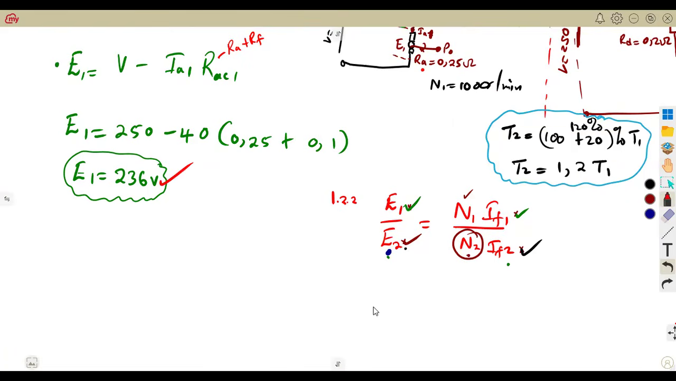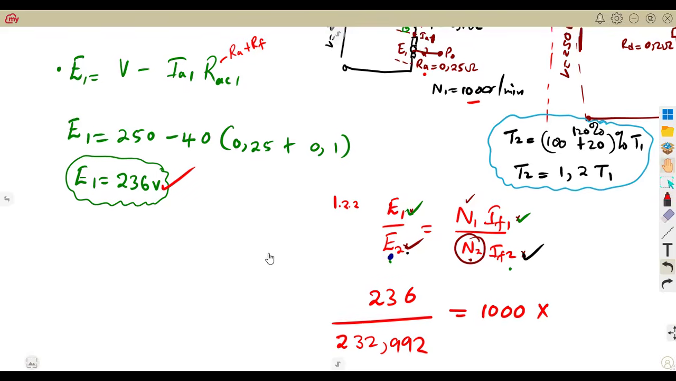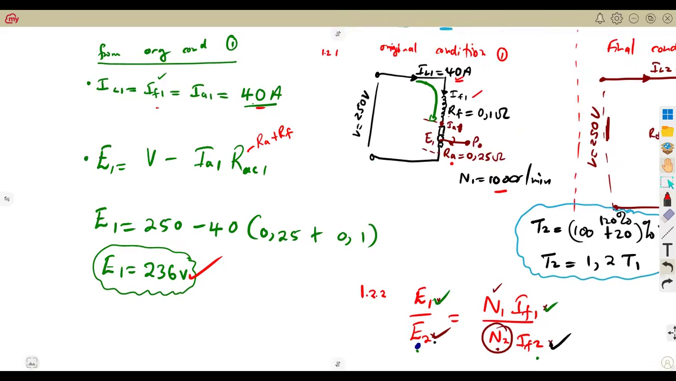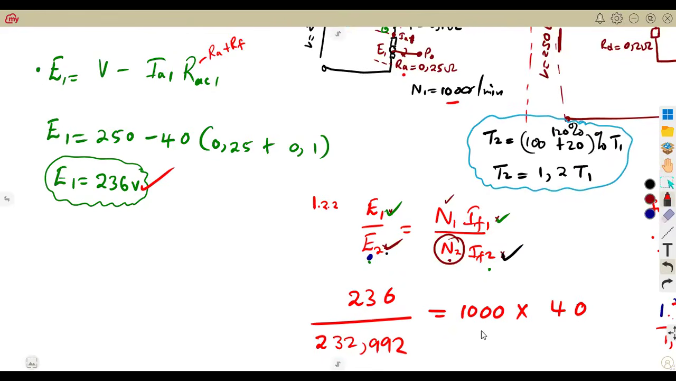E1, we calculated this, 236 over E2. This is the value that we just calculated. Remember, E2 we just got, 232.992, is equal to N1. We are given 1,000. The field, remember, the part of the field, this is one that we said is in series, the load is the same as the field, so it's the 40 amps there. You substitute everything. N2 is the one that you need.